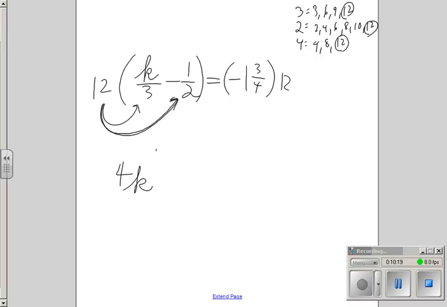Then we use distributive property to go to the second half. 12 over 1 times negative 1 over 2, because we're really using the subtraction as a negative, becomes negative 12 over 2, which equals negative 6. So when I multiply a third of k, take away a half by 12, I end up with 4k take away 6. Again, there's no fractions there.